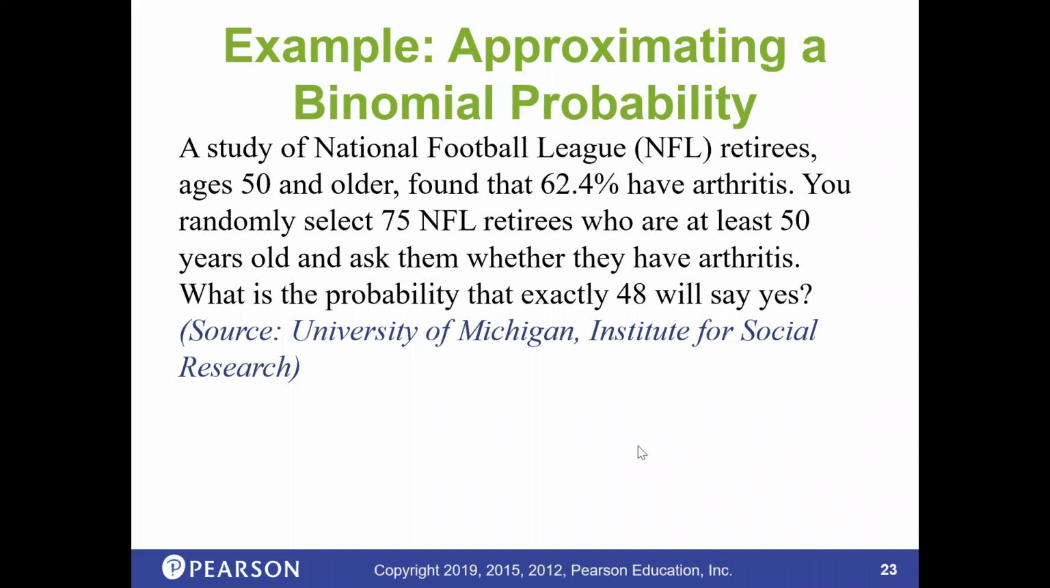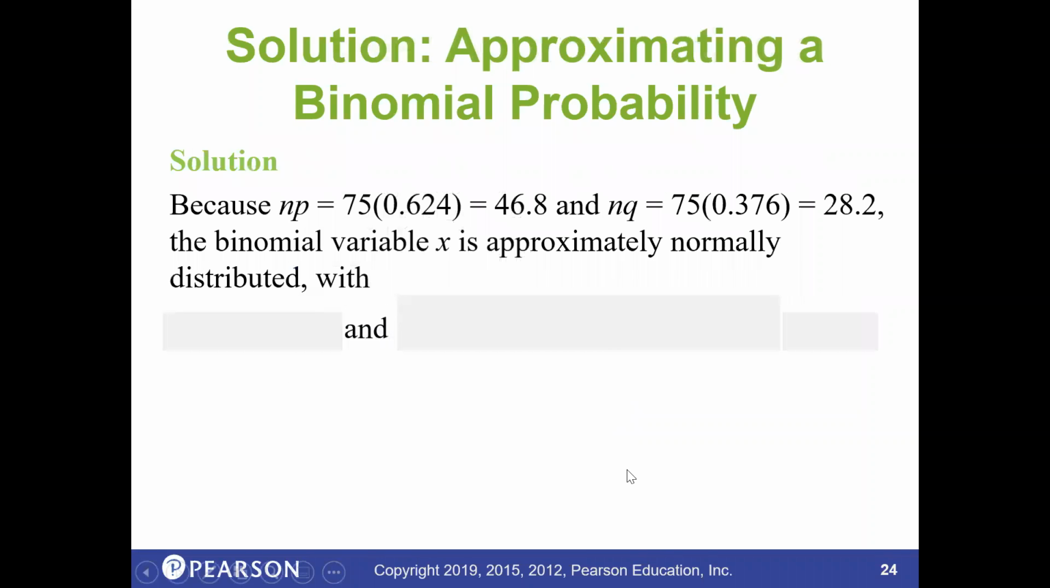So still following the same process here. The question is, do we meet our condition to use the binomial approximation? I think so. 75 times 0.624 is 48.8. That's pretty good, above 5. 75 times the complement of 62.4%, which is 37.6%, gives us 28.2. Good. We can approximate using the normal distribution. Cool. Let's go from there.